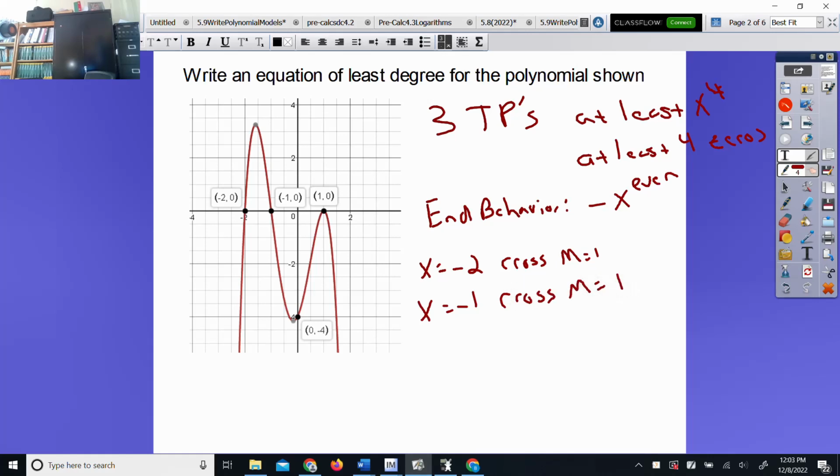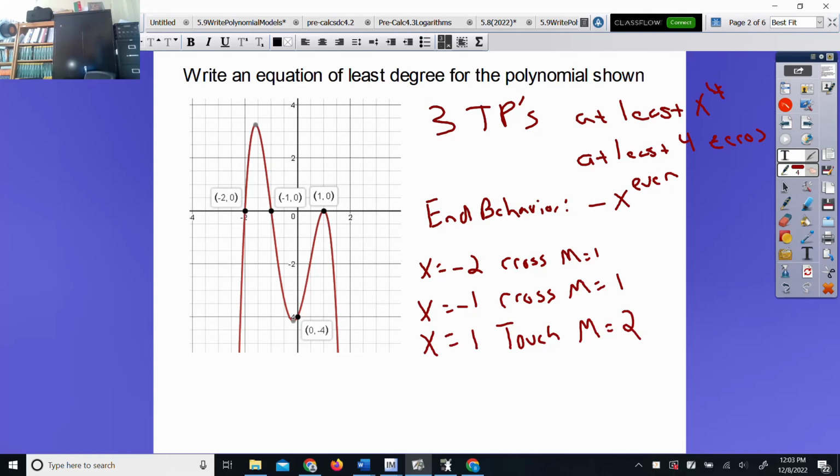All right. The third zero. 1. Crossing or touching? It is a touch. Touching twice, the multiplicity is 2. Now, even though you only had 3 x-intercepts, how many zeros did you actually have? 4. That's done by adding the multiplicity. You got the required number of zeros. It's all good.